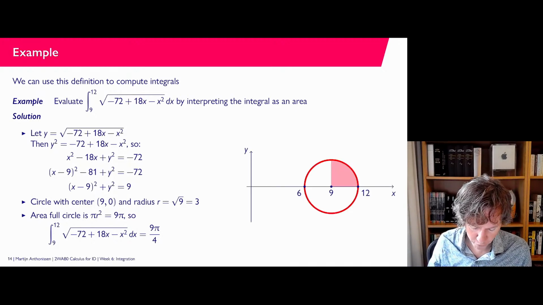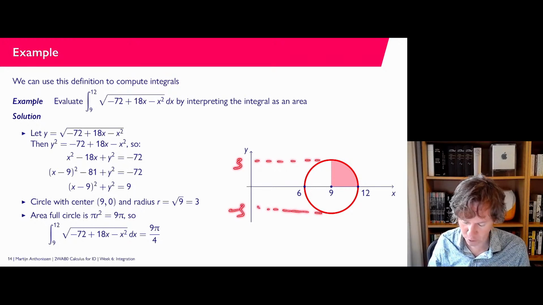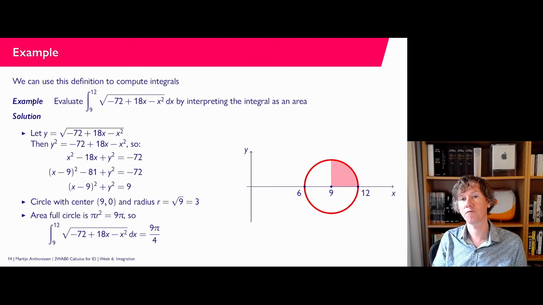It is a circle with center 9, 0, x equals 9, y equals 0. The radius is the square root of 9, which is 3. So you have a circle with center x equals 9, y equals 0, and then the radius equals 3. So it goes through the horizontal axis at 6 and at 12, and this here would be plus 3, and this here would be minus 3. So that is the circle that you have.